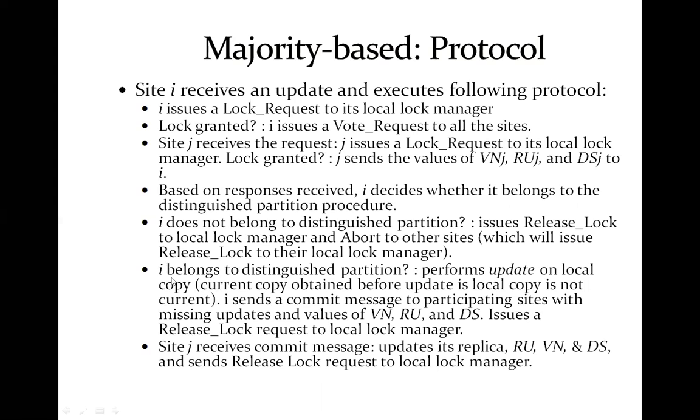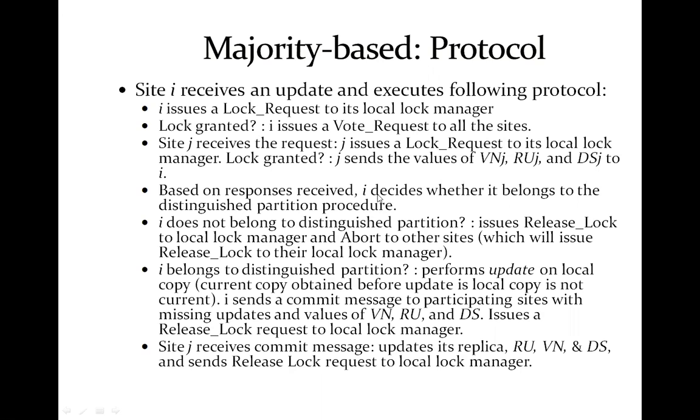And when I has sent all this information, site J receives the commit message. So it updates its replica with the value of RU, that is replicas updated, its version number, as well as the distinguished site set. And then it sends the release lock request to the local manager. Meaning thereby, in this majority-based protocol, there are two important things.